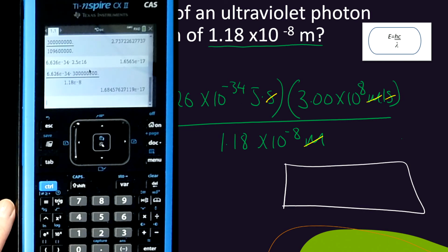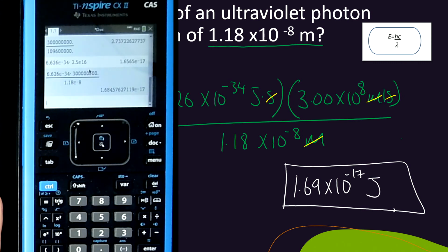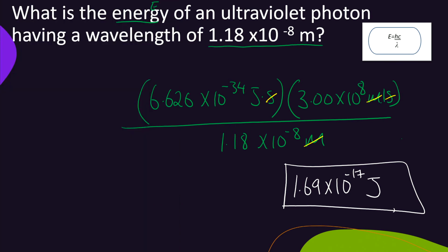Looking in our question, we see that we need to have 3 significant digits. So I would round that up to 1.69. So 1.69 times 10, and our exponent is negative 17. And our unit, because we're looking for energy, we saw by cancelling, we end up with joules. Not too bad. Okay, let's try one more.